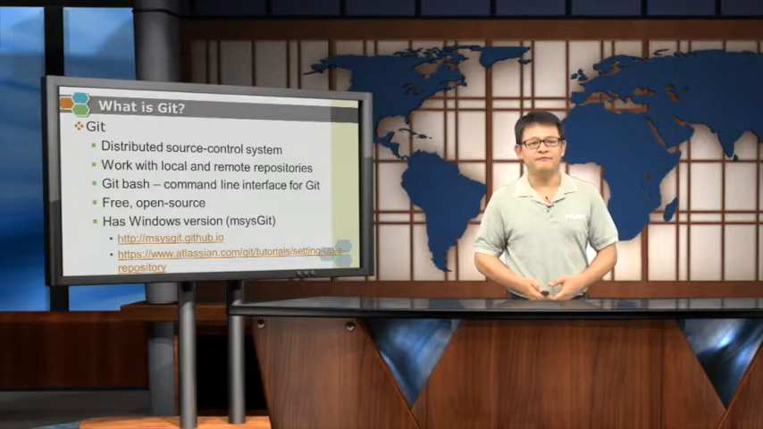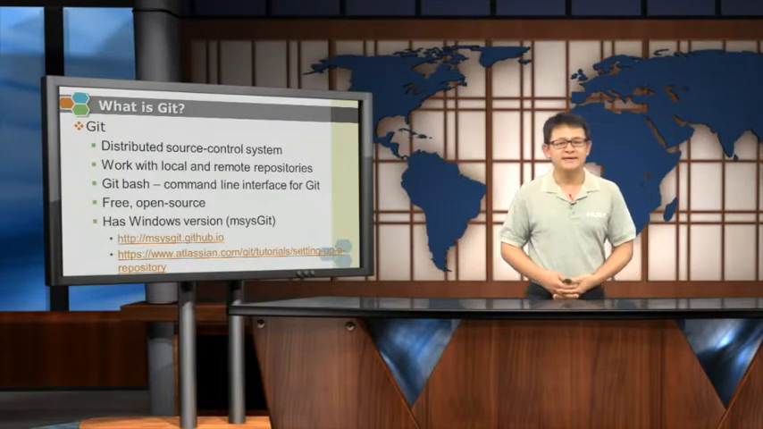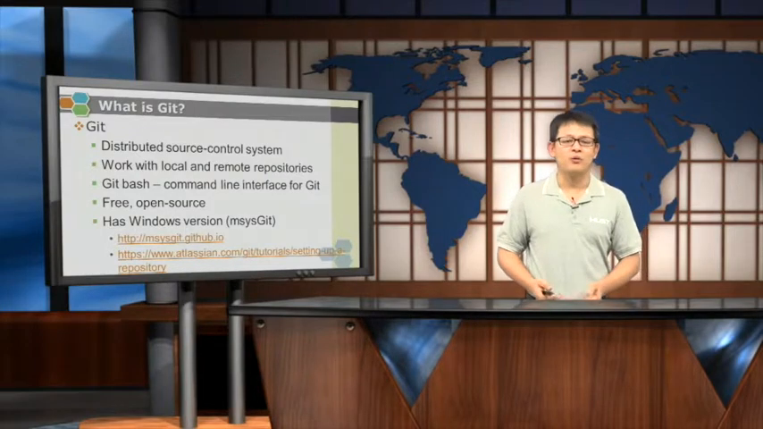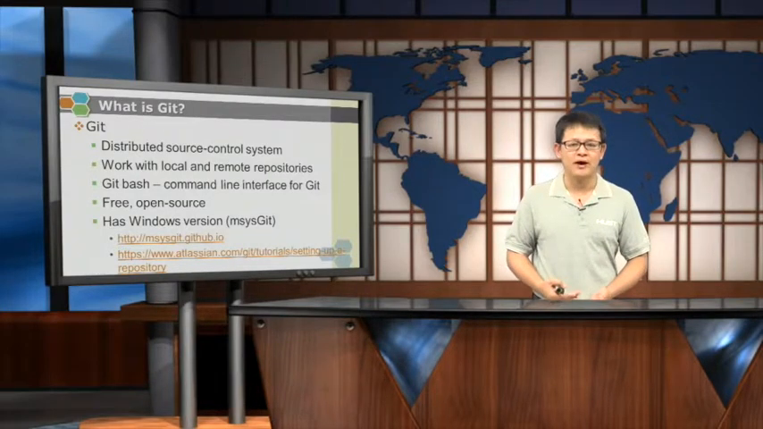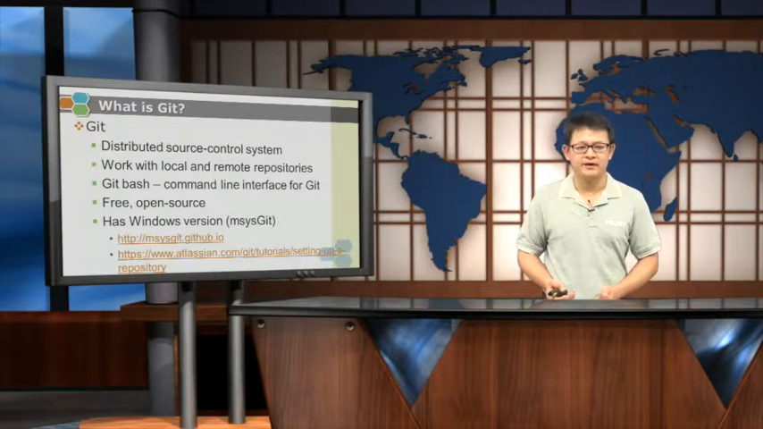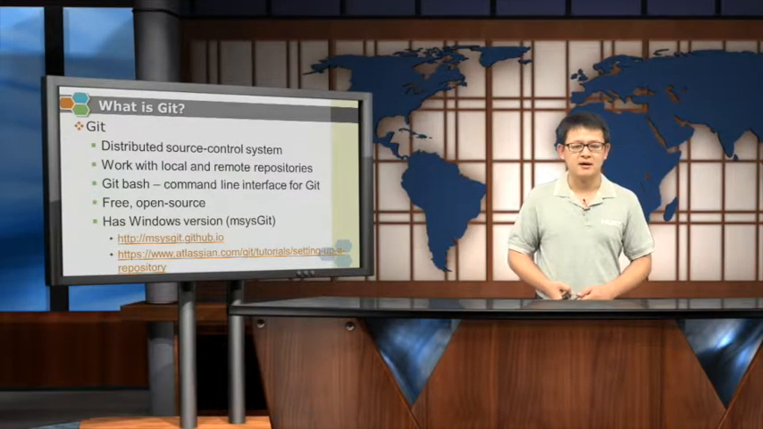We have, first, Git. Git is a distributed source control system. It works with both local and remote repositories. And it's free, it's open source. You can get the Windows, Linux and Mac versions at this address.